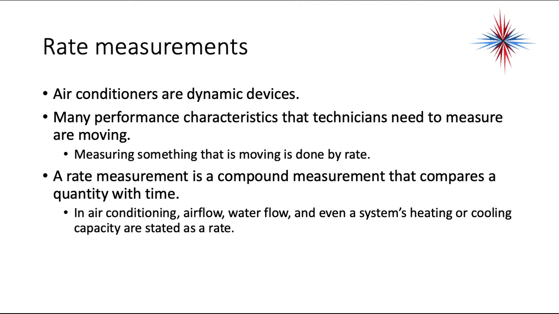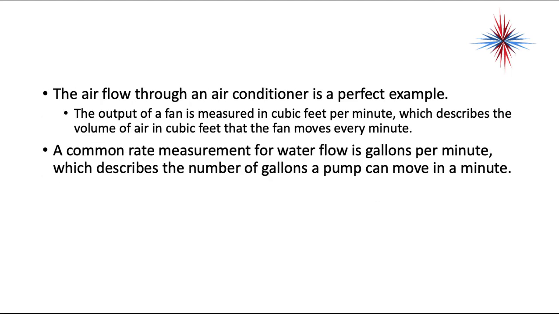Air conditioners are dynamic devices. Many performance characteristics that technicians need to measure are moving. Measuring something that's moving is done by rate. A rate measurement is a compound measure that compares quantity with time. In air conditioning, airflow, water flow, and even a system's heating or cooling capacity are stated as a rate. The airflow through an air conditioner is a perfect example.